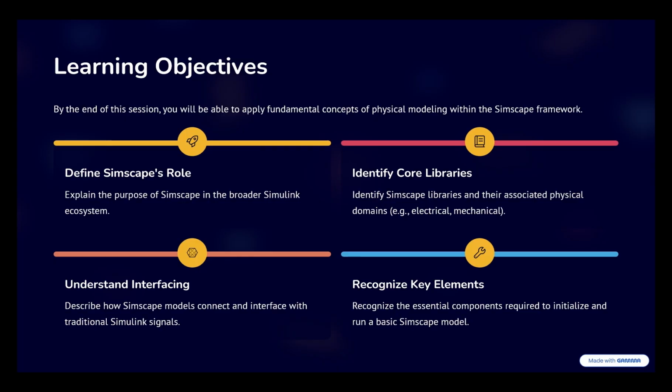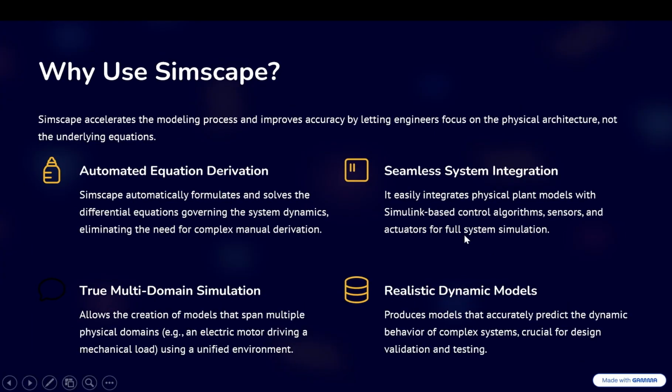Then, we will move on to understanding interfacing, or how Simscape connects and communicates with traditional Simulink signals. This is the key for combining physical models with control systems or signal processing blocks. Finally, you will recognize the key elements needed to set up a basic Simscape model from initialization to simulation. So, by the end of this session, you will have a clear foundation to start building and running your own physical system models in Simscape.